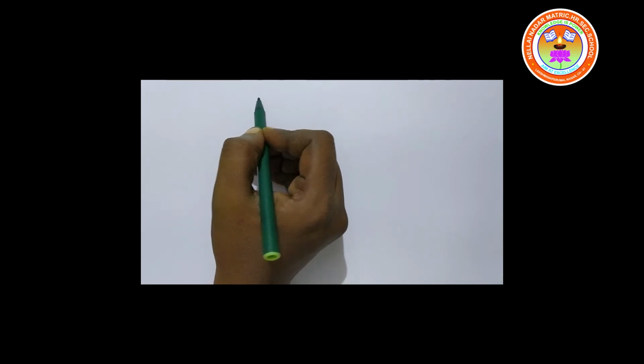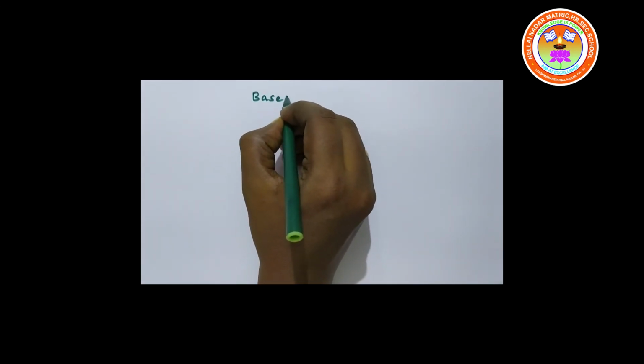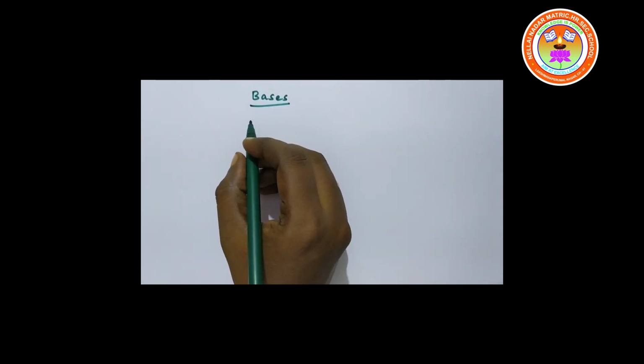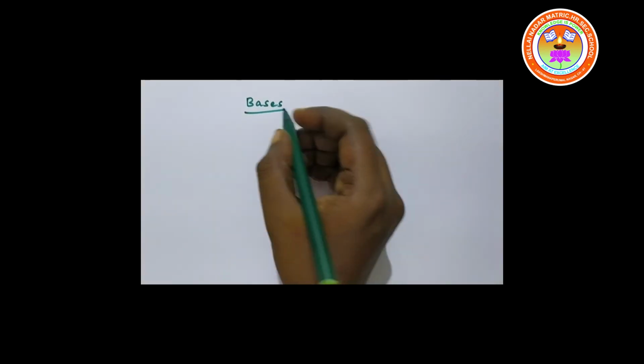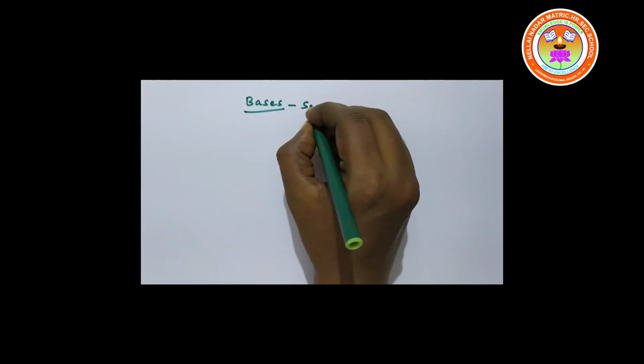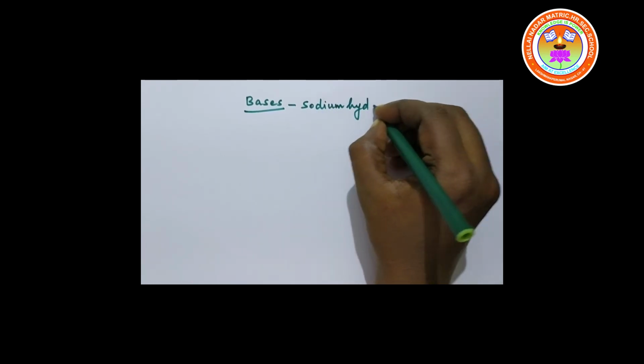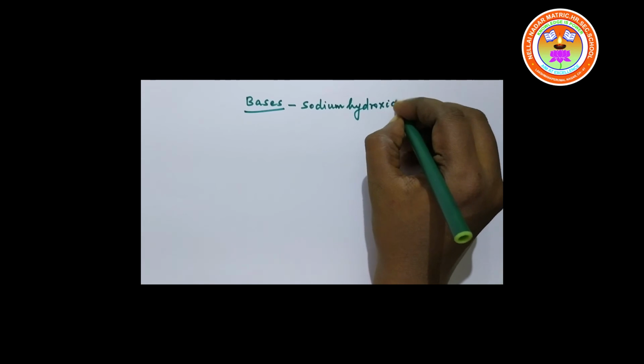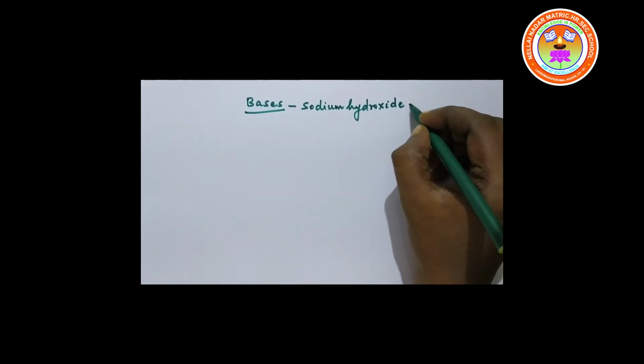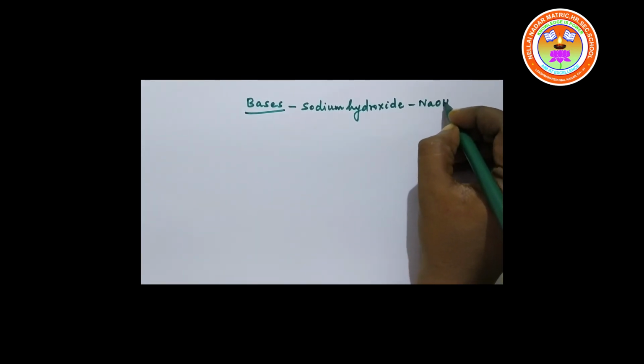We are going to learn about bases. Sodium hydroxide and potassium hydroxide are very familiar examples of bases. Sodium hydroxide has the formula NaOH.